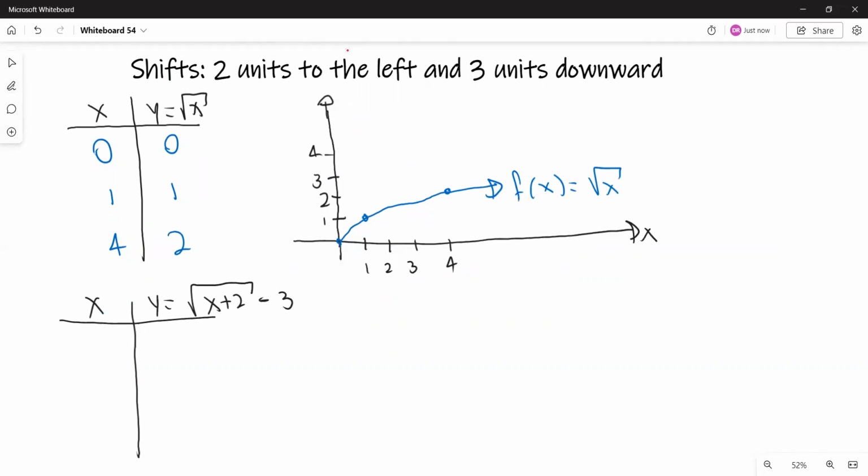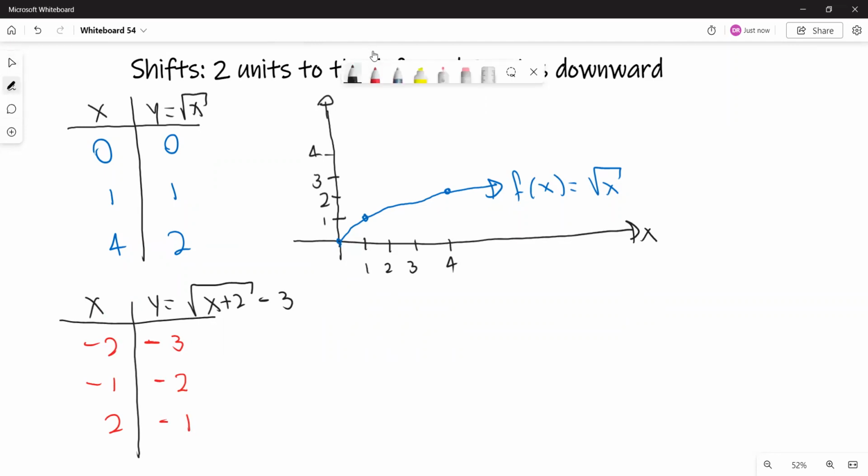So we're going to subtract 2 from every x value. 0 minus 2 is negative 2. 1 minus 2 is negative 1. And 4 minus 2 is 2. And it's shifted 3 units downward, so we're going to subtract 3 from every y value. 0 minus 3 is negative 3. 1 minus 3 is negative 2. And 2 minus 3 is negative 1.